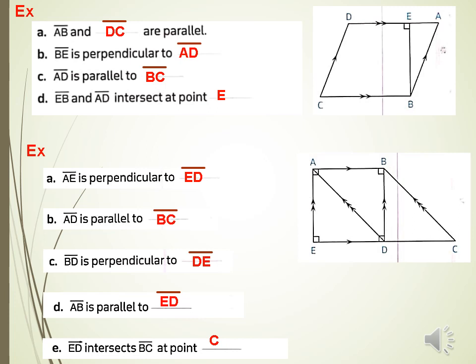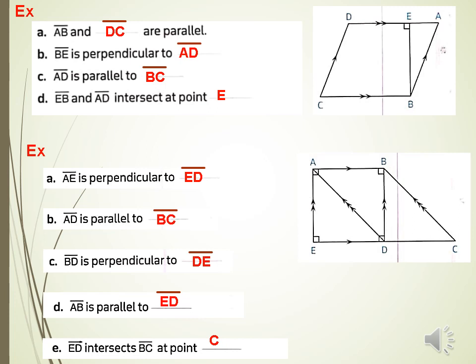Letter C, line segment AD is parallel to line segment BC. Letter D, the line segment EB and line segment AD intersect at point E.